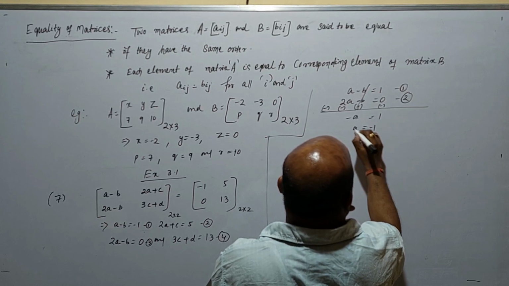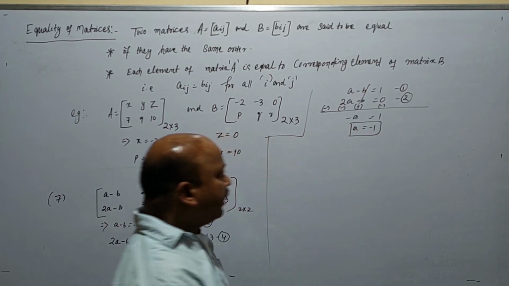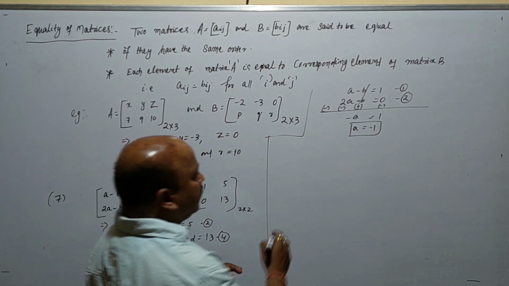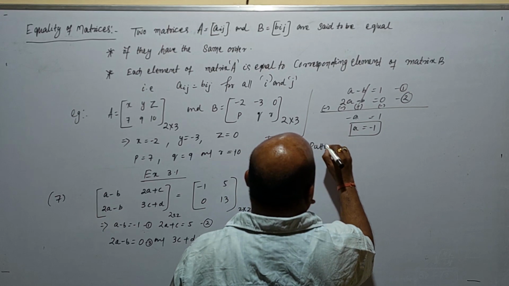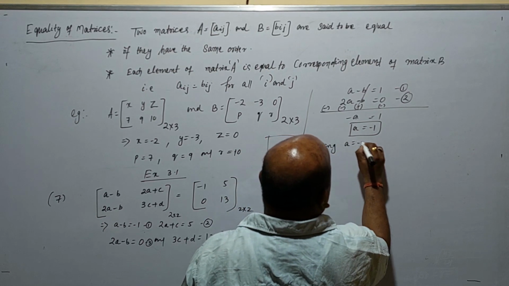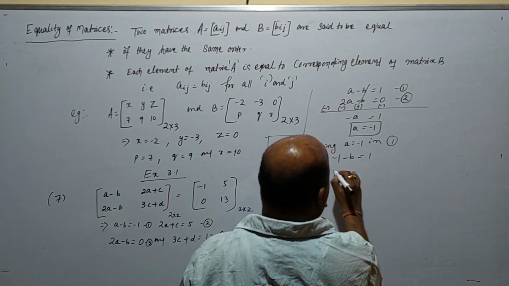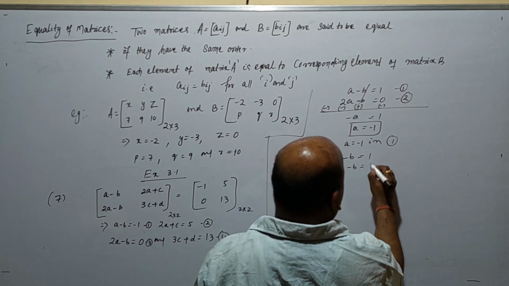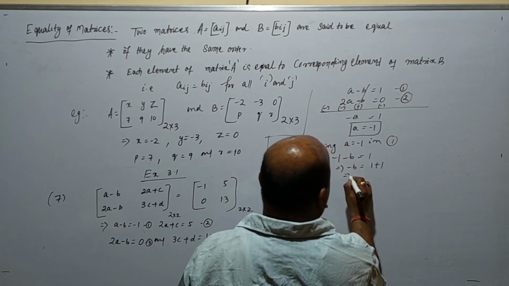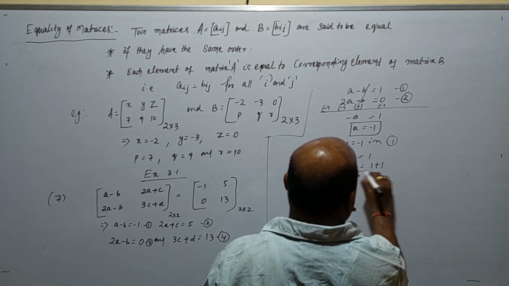a is equal to minus 1. Then putting a is equal to minus 1 in equation 1: minus 1 minus b is equal to 1. Minus b is equal to 1 plus 1. So b is equal to minus 2.